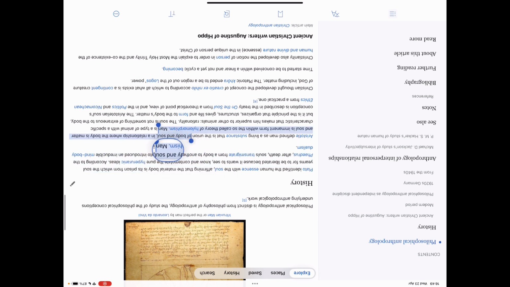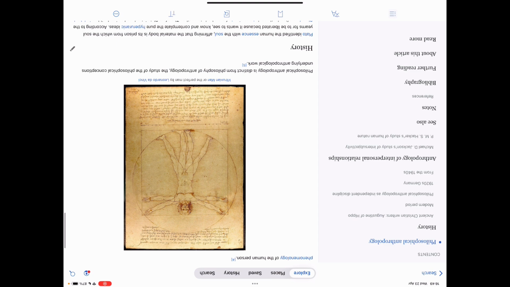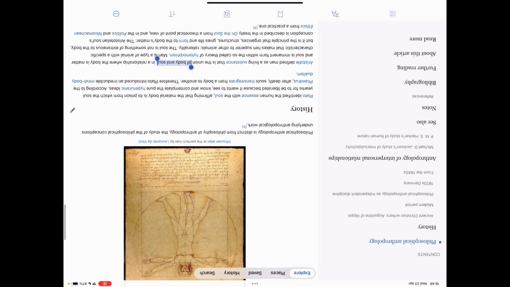Can you explain to us what hylomorphism is with Aristotle and hyperuranic ideas for Plato? What is the difference between philosophical anthropology and philosophy of anthropology?